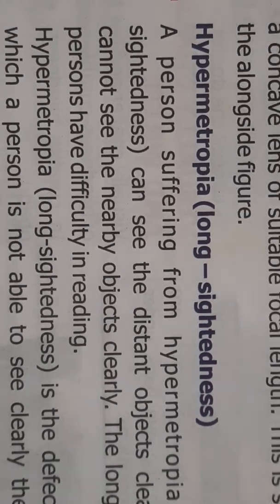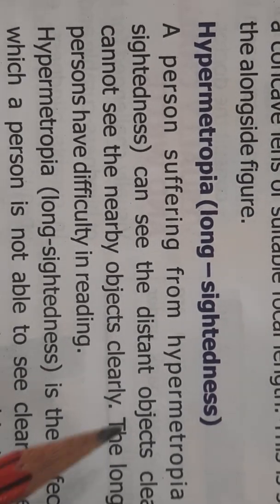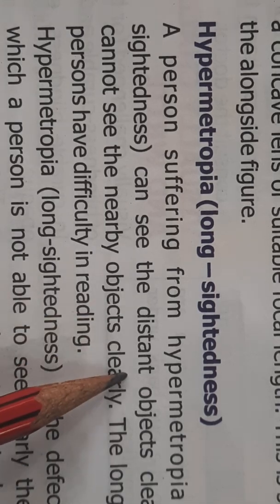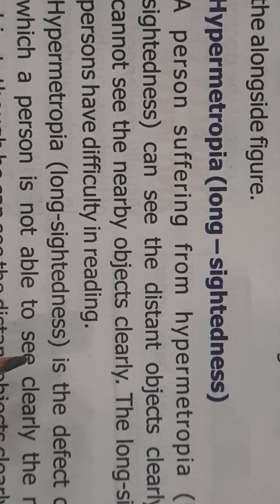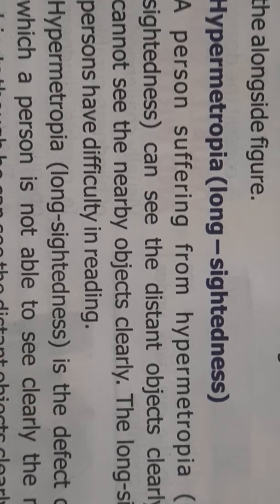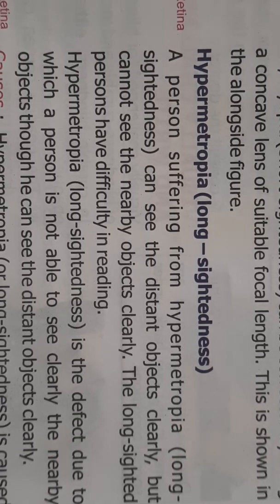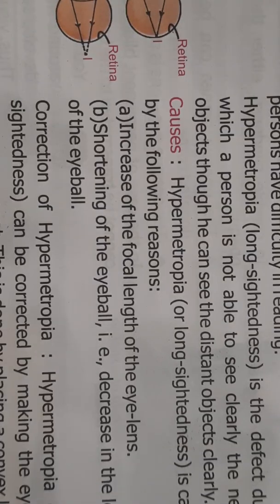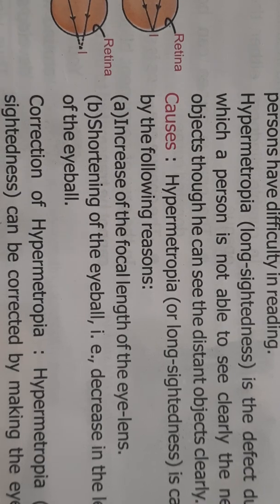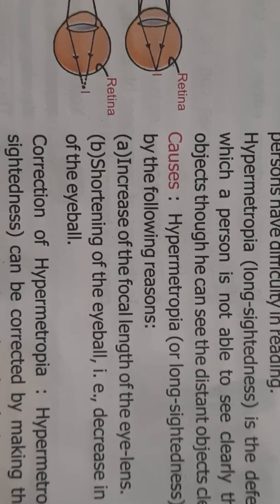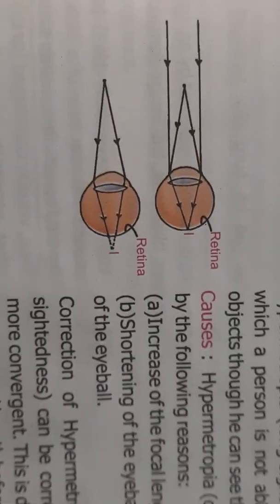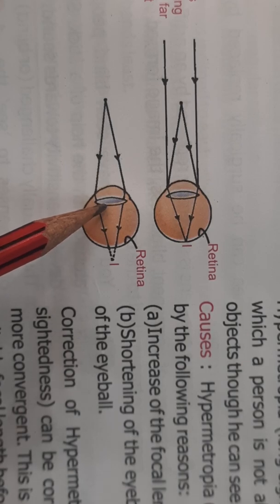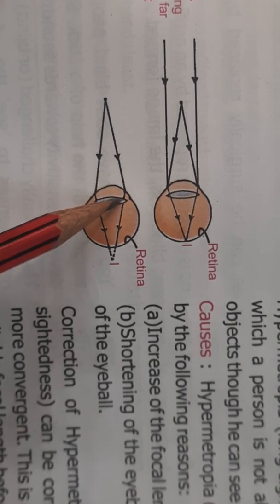Okay, the next condition is hypermetropia or long-sightedness. Now a person suffering from hypermetropia can see the distant objects clearly, but they cannot see the nearby objects clearly. So these people have difficulty in reading. Now what are the causes of hypermetropia? Hypermetropia is caused if there is an increase of focal length of the eye lens or a decrease in the length of the eyeball. Here as you can see, in the eyeball there is a decrease in its length.